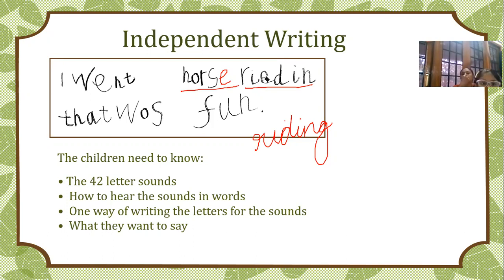The child will start writing like this only. We should not make fun of them. We should encourage them. So what does this sentence exactly say? I went horse riding. That was fun. They have used o here because the sound of o is o. Was is again a tricky word, so she has used O instead of A. This is absolutely fine in the initial stage.